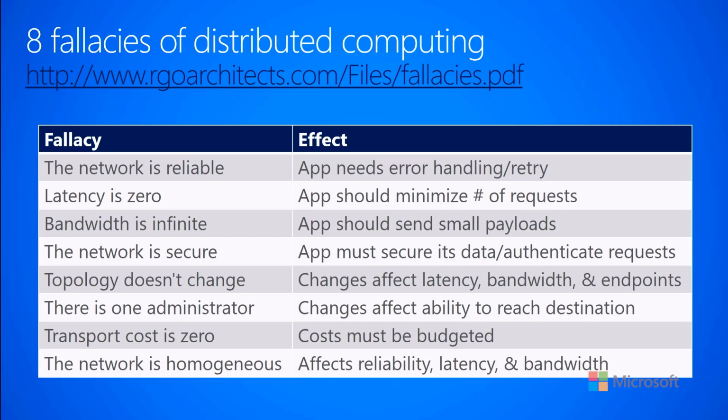And then the eighth and last fallacy is the network is homogeneous. And this affects reliability, latency, and bandwidth. In other words, it may not be all the same networking hardware. All the networking cards may not be the same speed. Some of it might be fiber optic. Some of it might be copper. Don't make any assumptions, right? All of this boils down to don't make any assumptions about the network. And in order to not do that, you're going to have to write code in a different way in order to be resilient against these kinds of fallacies of distributed computing.